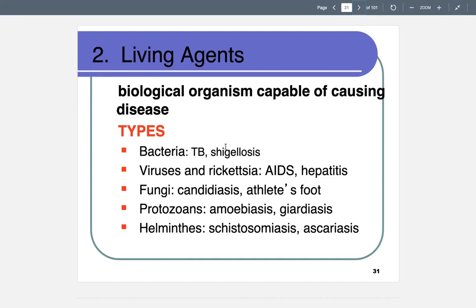Dito nagkaka-diarrhea. Nakukuha sa mga contaminated food or water. And then yung viruses naman such as AIDS.